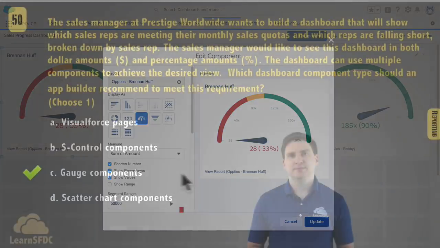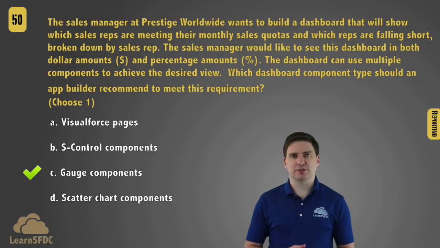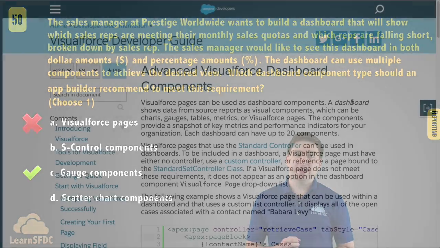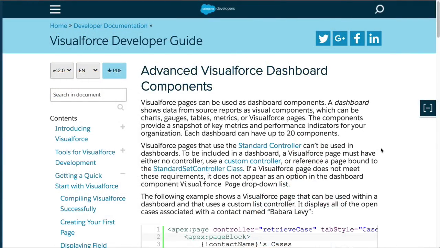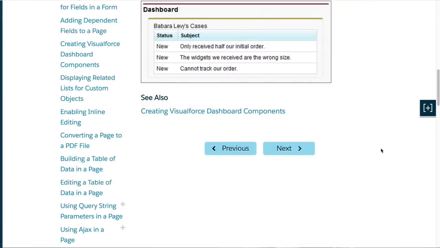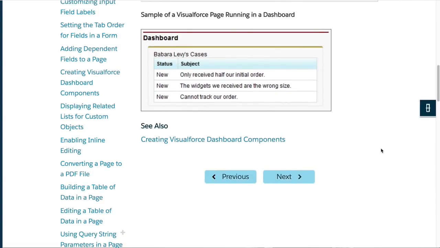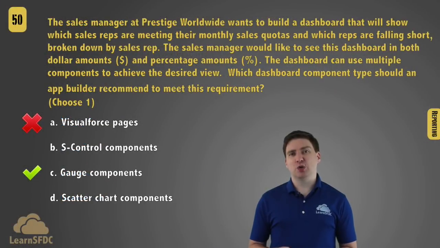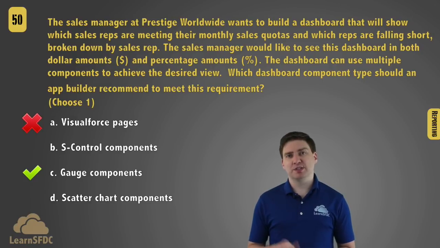Now, let's look at the incorrect answers. A is incorrect because a Visualforce page is used when a user wants to create a completely custom component or show information not available through another dashboard component type. Since the gauge component will already show us all the data that we need to see per month in order to see the dollars and the percentages, there is no need to program a custom component when the standard functionality can meet our needs.